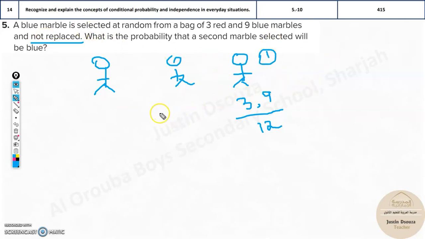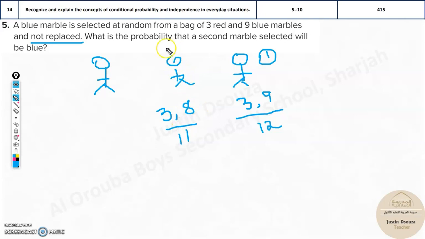It's not there. It is gone. So the next friend will have 3 and 8. And now what is the total of these? It's 11. So this is what is happening. It reduces by 1 everything. Sorry, not the red. Whatever is selected, and the total possibilities reduce.